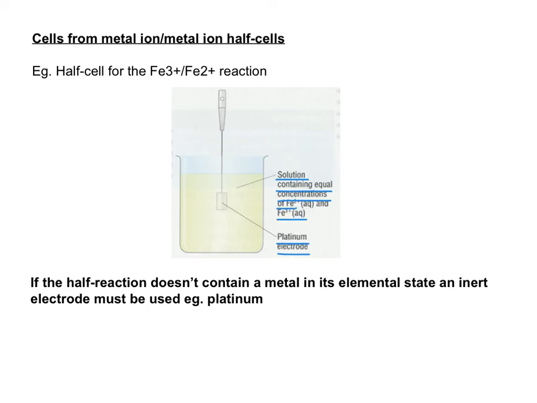So if the half reaction doesn't contain a solid metal in its elemental state, we've got to pop in an inert electrode, because remember, we need the inert electrode to allow the electrons to pass. So we're going to write the notes into the lines then again on page 17. So here's another possible half cell.